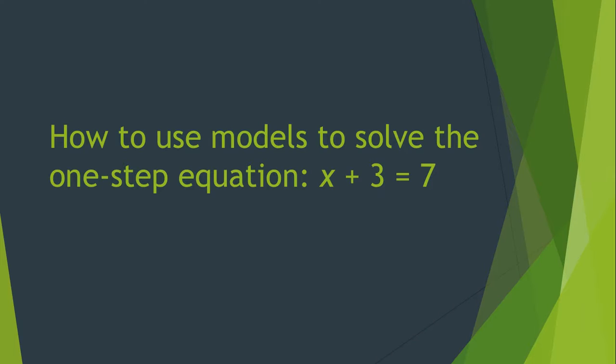First of all, we are going to use models to solve this particular one-step equation, x plus 3 is equal to 7. Now I know that many of you can reason that x should be 4 because you know that 4 plus 3 is 7. However, it's very important for us to learn the process of solving equations because they'll become much more difficult than this later on.